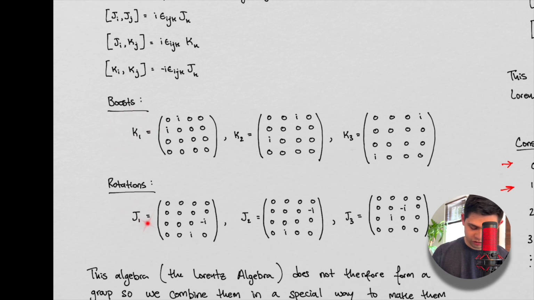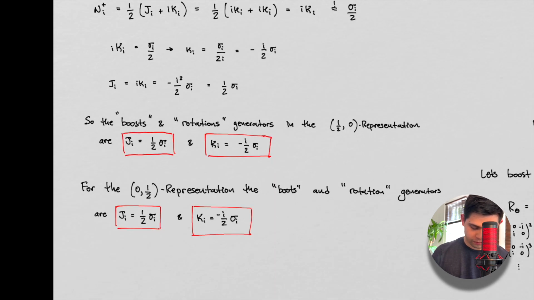boosts are K, rotations are J. So boosts are K, rotations are J. So this is our rotation, this is our boost. So what this tells us is that in this representation, our generators are Pauli matrices, just with these little extra terms in front of them.